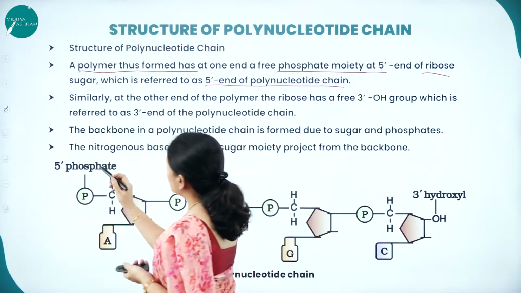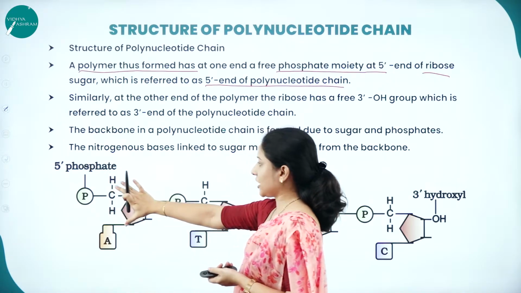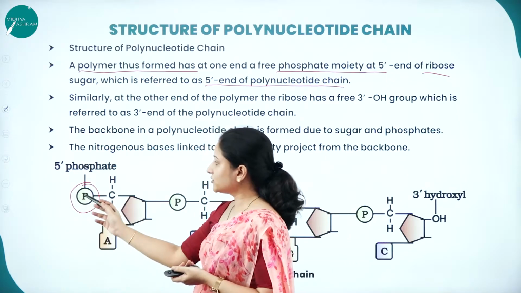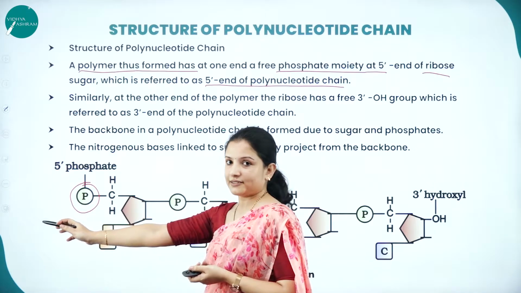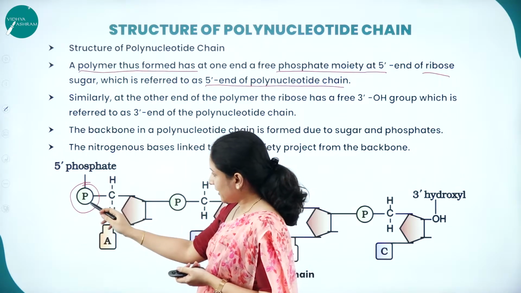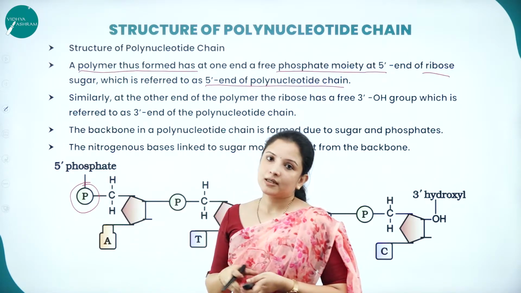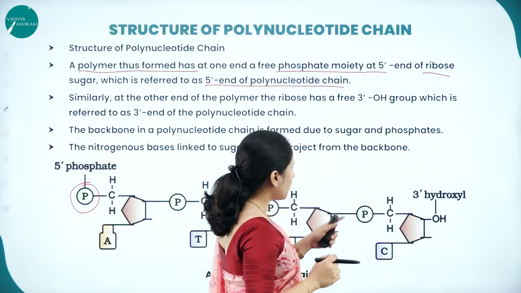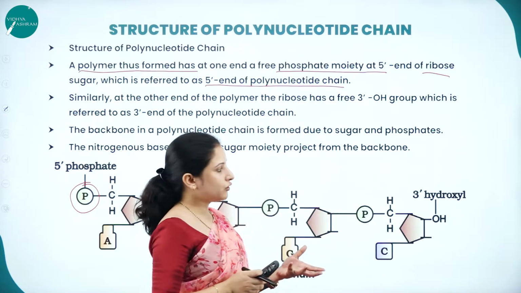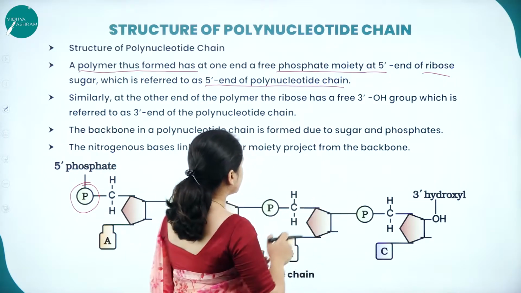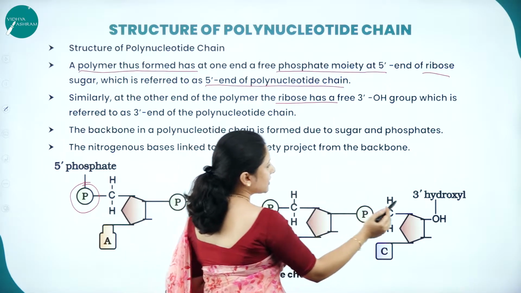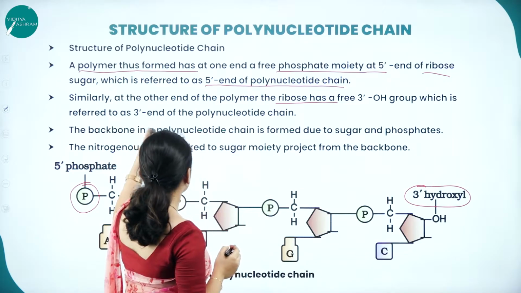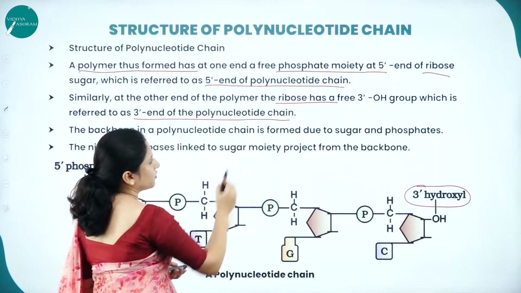Now therefore, in the polymer that is formed, on one end the phosphate group is free because it is not linked to any of the nucleotides. But what is it linked to? It is linked to the 5' end of the DNA strand. And similarly, at the other end of the polymer, there is no free phosphate group, but the ribose sugar is linked to the 3' hydroxyl group, which is referred to as the 3' end of the polynucleotide chain.